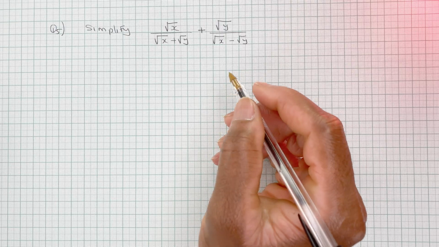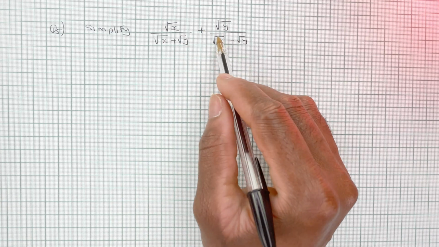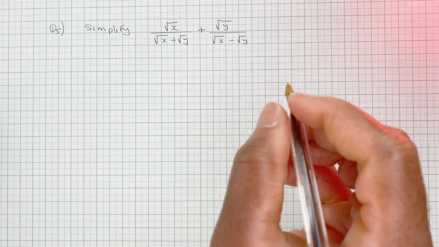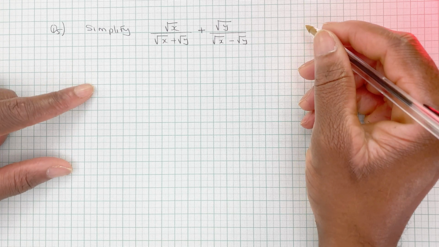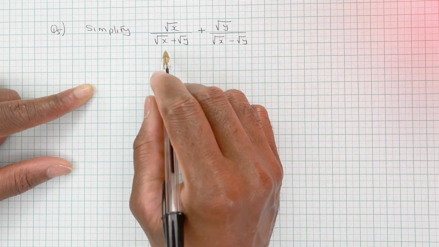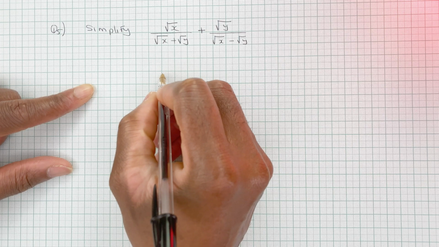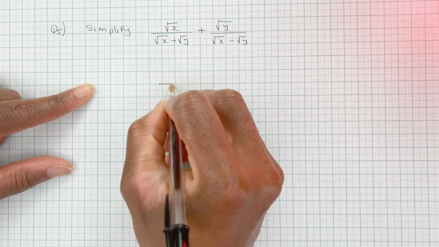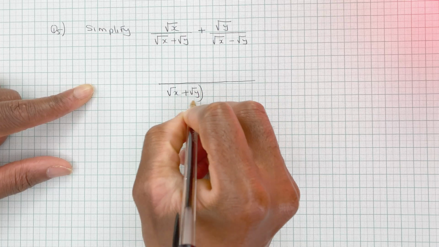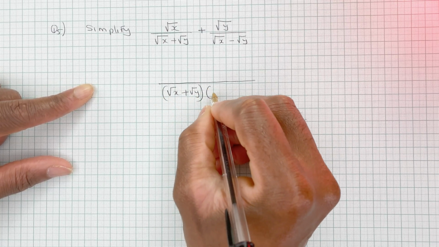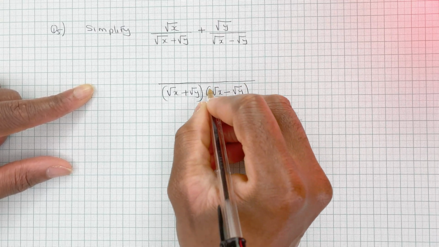Question 5 says simplify root x over root x plus root y, plus root y over root x minus root y. So what we need to do is find a common denominator, and the common denominator will be the first denominator multiplied by the second denominator. So I'm going to draw a line. That will be root x plus root y, all in brackets, times root x minus root y, in brackets.